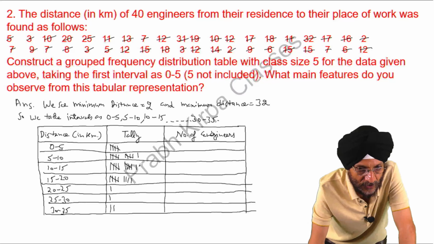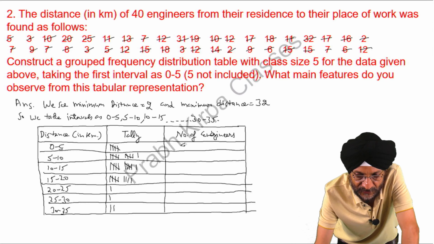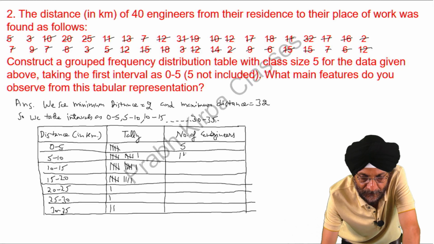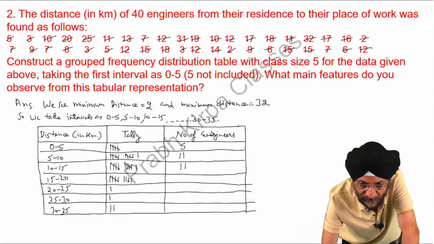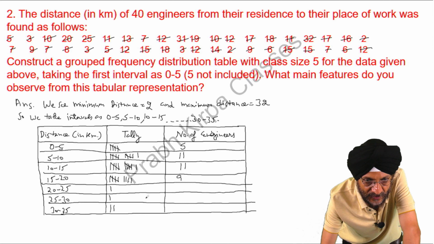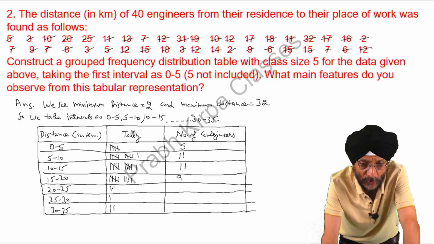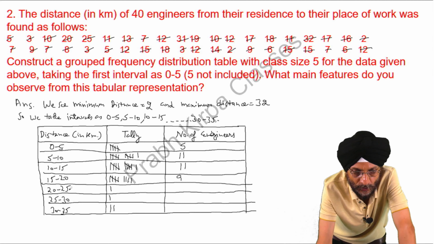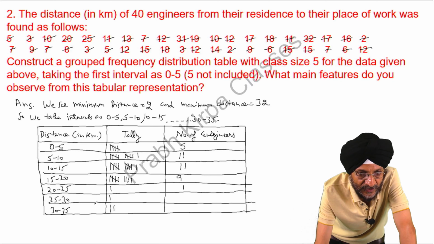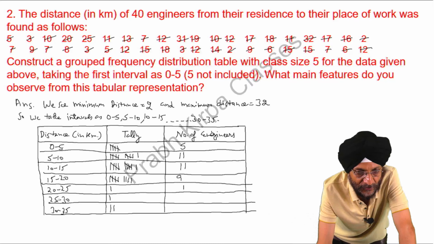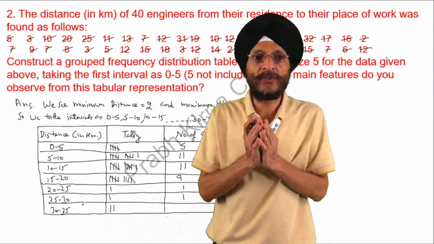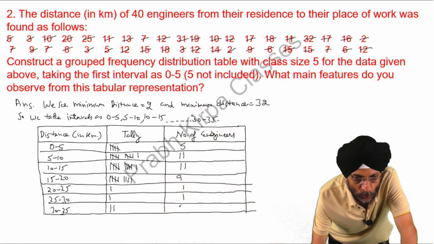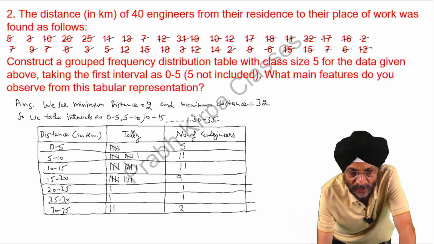Now we will count. This is 5. This is 11. This is 11. 15 to 20, 5 plus 4, these are 9. The number of engineers who travel 20 to 25 is 1. The number of persons who travel between 25 and 30 is 1. And the number of engineers who have to travel a distance between 30 and 35 is 2.